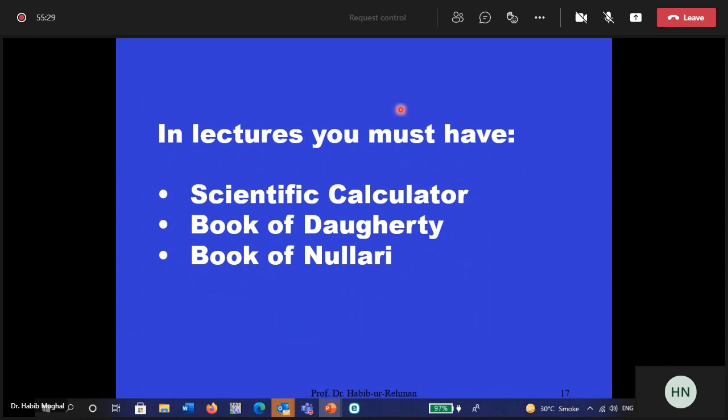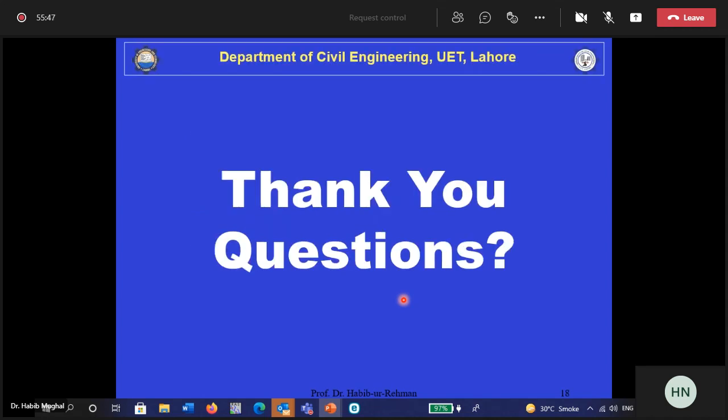So in the next lectures, when you come physically to the class, or even after that, when we will be studying online, you should have these books, so you can consult them directly during the lecture, and we can start solving any numerical. With this, the first part of the introduction is over. If you have any questions, you are welcome to ask about the introduction of the course.